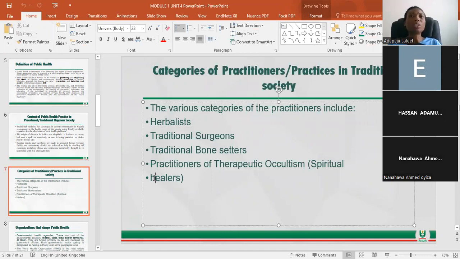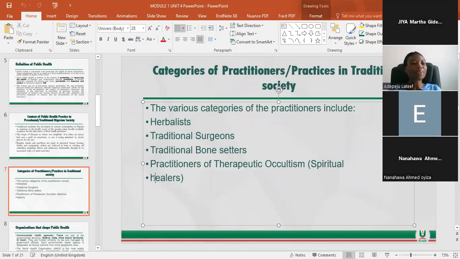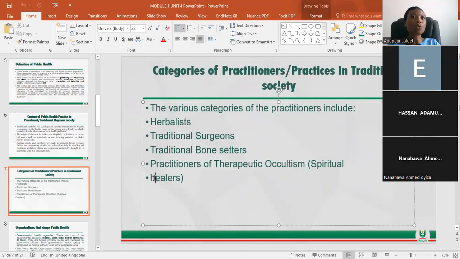The wounds that result from this operation are usually treated with local procedures. They don't use antibiotics. They don't come to the hospital for dressing. I can see your hand, Martha. Let me just finish this thought, then you will come in. They use local procedures as well as local herbs to treat the wound resulting from the surgery they have performed. Martha, please, you may go ahead and share your thoughts.